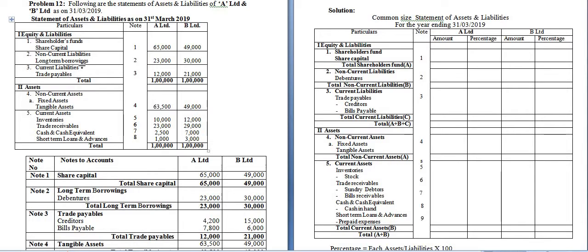In equity and liabilities, first one will be share capital. The details of share capital are given in note 1. Okay. Share capital amount is 65,000 and 49,000. They have not mentioned the details of share capital. Okay. So take as it is 65,000 of A Limited here in front of share capital in the amount column, write 65,000. Okay. Next one, in B Limited the amount of share capital of B Limited is 49,000. Okay. So write here 49,000.